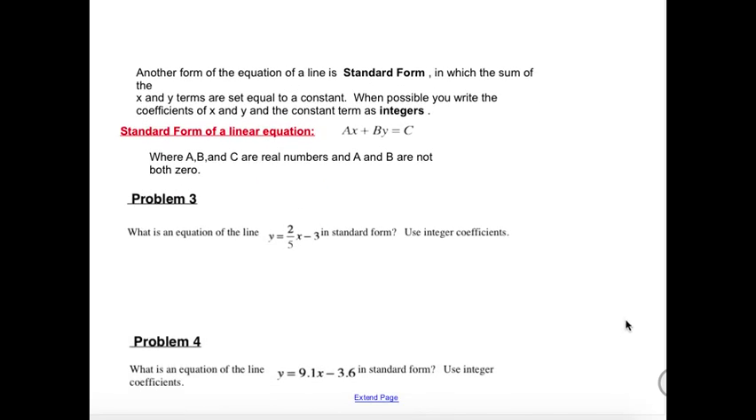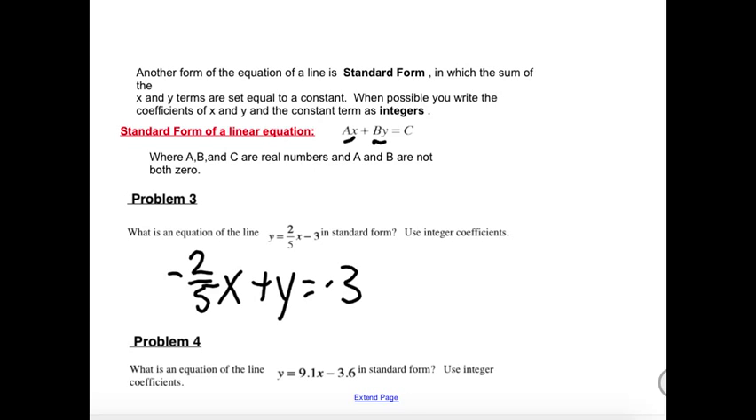So, problem 3. What is the equation of the line y equals 2/5 x minus 3 in standard form? So, I want to get my x and y on the same side. So I'm going to move that x over. So if I have 2/5 x, I'm going to subtract 2/5 x. So minus 2/5 x plus y equals negative 3.